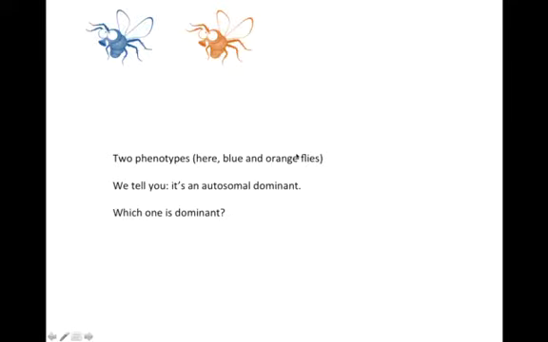Okay, so the way that this worked, remember, is we had two phenotypes. Here we'll just do blue and orange flies, but you had something that was different than that. And we're saying definitely in this case, one is autosomal dominant over the other, right? So one of these is going to be dominant, either blue is dominant or orange is dominant. And your task is to cross flies to figure out which one is dominant.